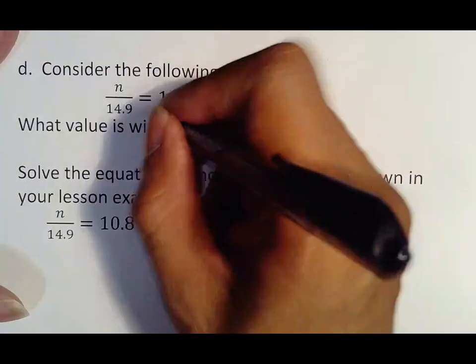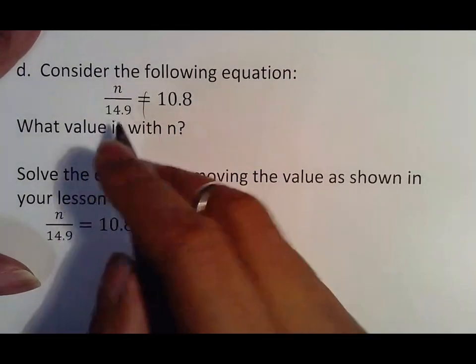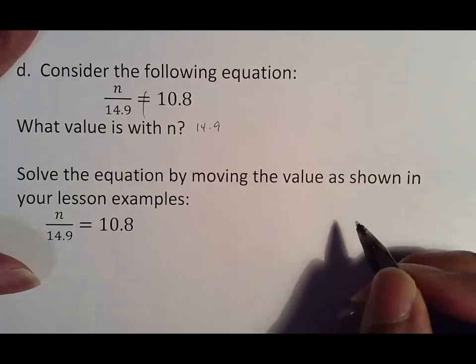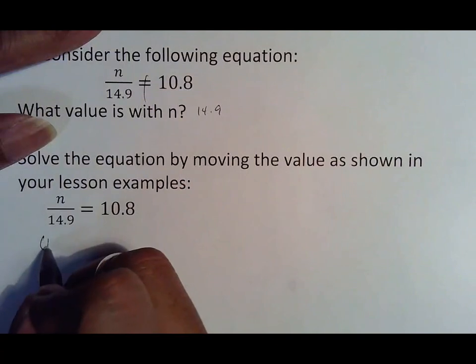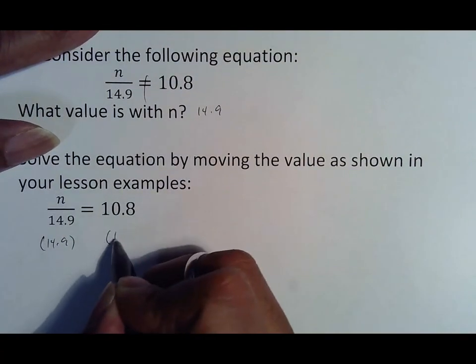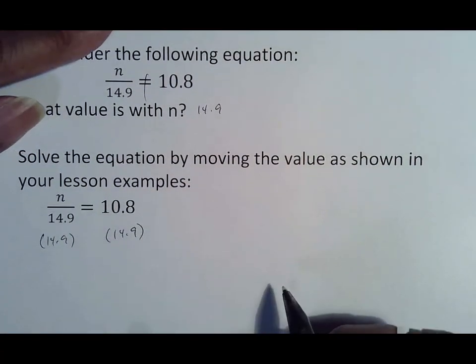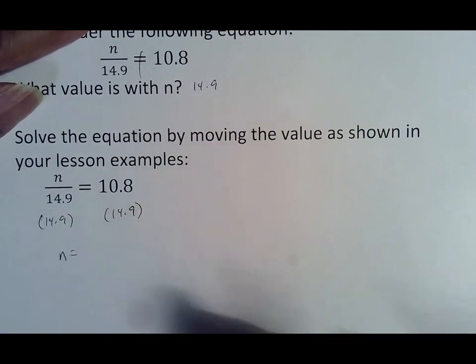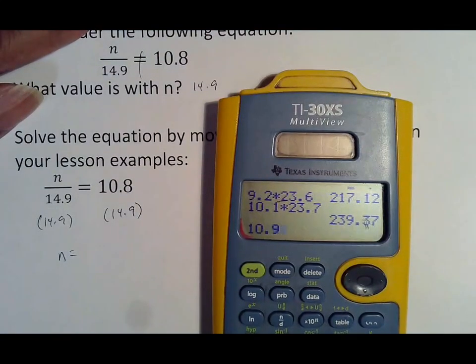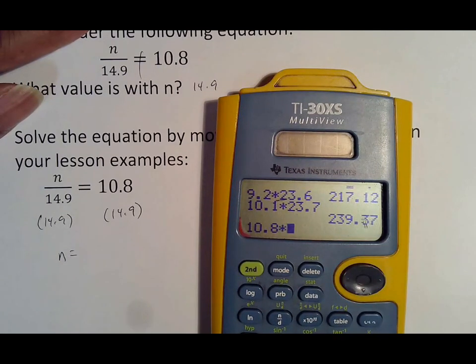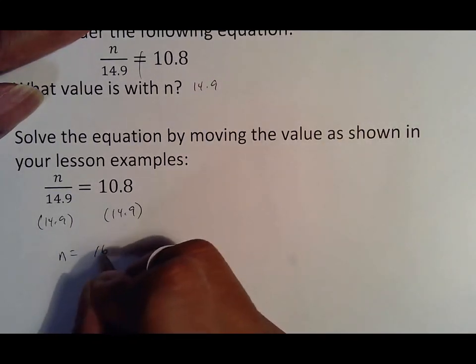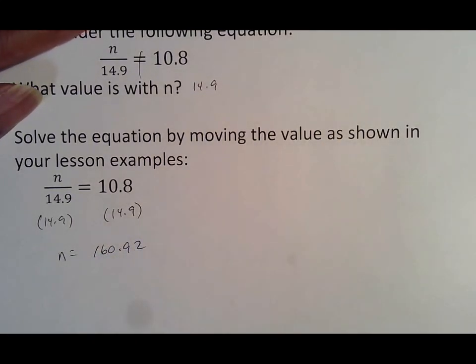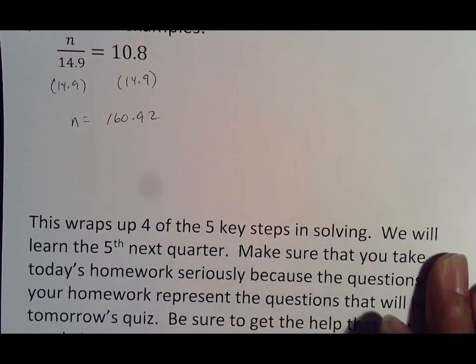n over 14.9 equals 10.8. What value is with n? That would be 14.9. Again, it's in the fraction with n. How do we move this 14.9? We will multiply by 14.9 on both sides. Those 2 things go away, n comes down. Not divided by, times. 160.92. And so with that, again, that represents everything you need.